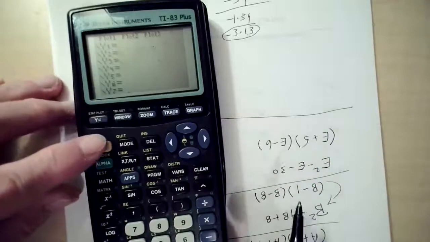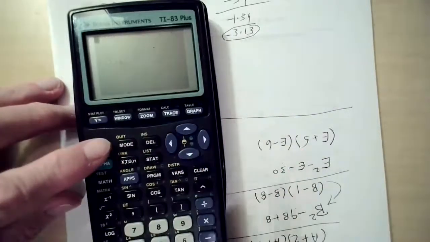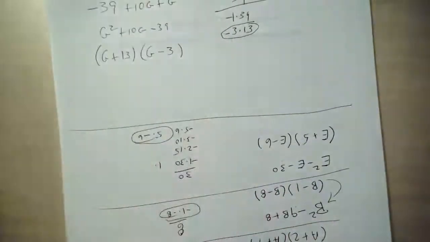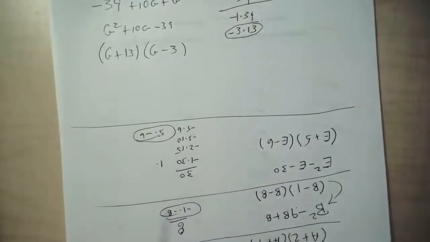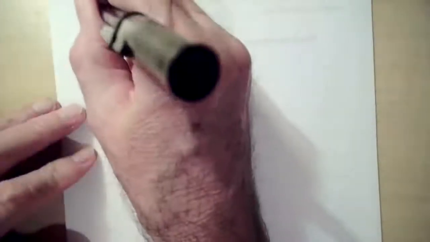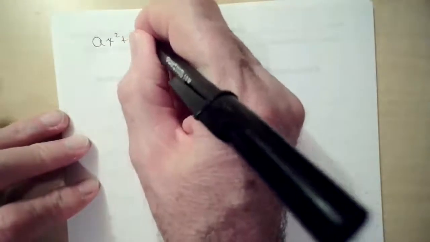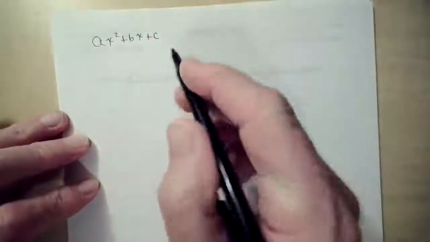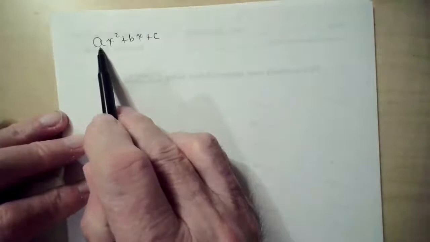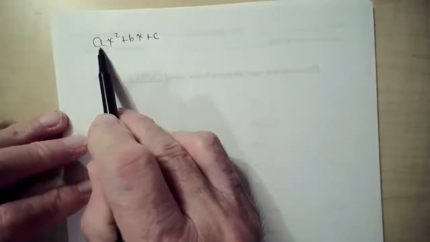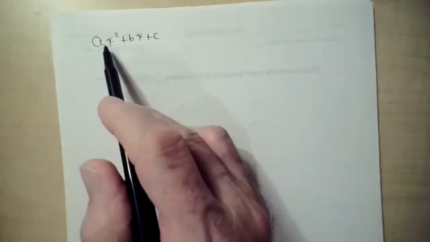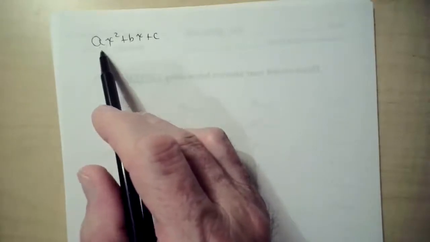Okay. And like I said, I'll send you a sheet on how to do it. But that's a real handy deal. It'll show you the factors very quickly. Now, so far we've gone ax squared plus bx plus c, where a is 1. Now, what happens if a is not 1? What if it's greater than 1?